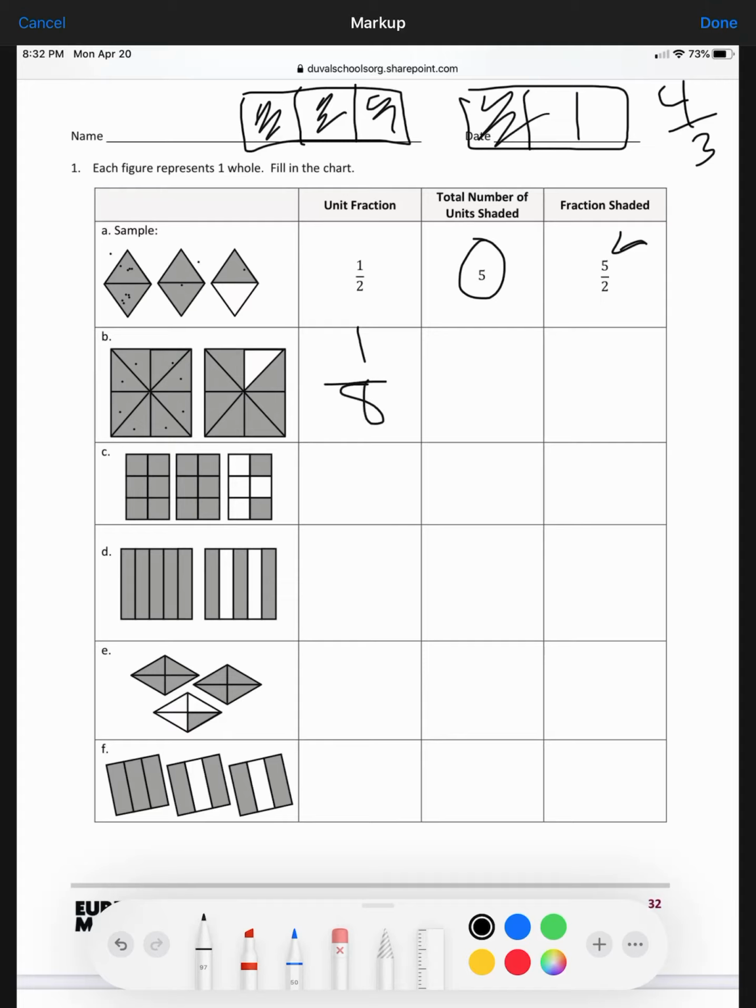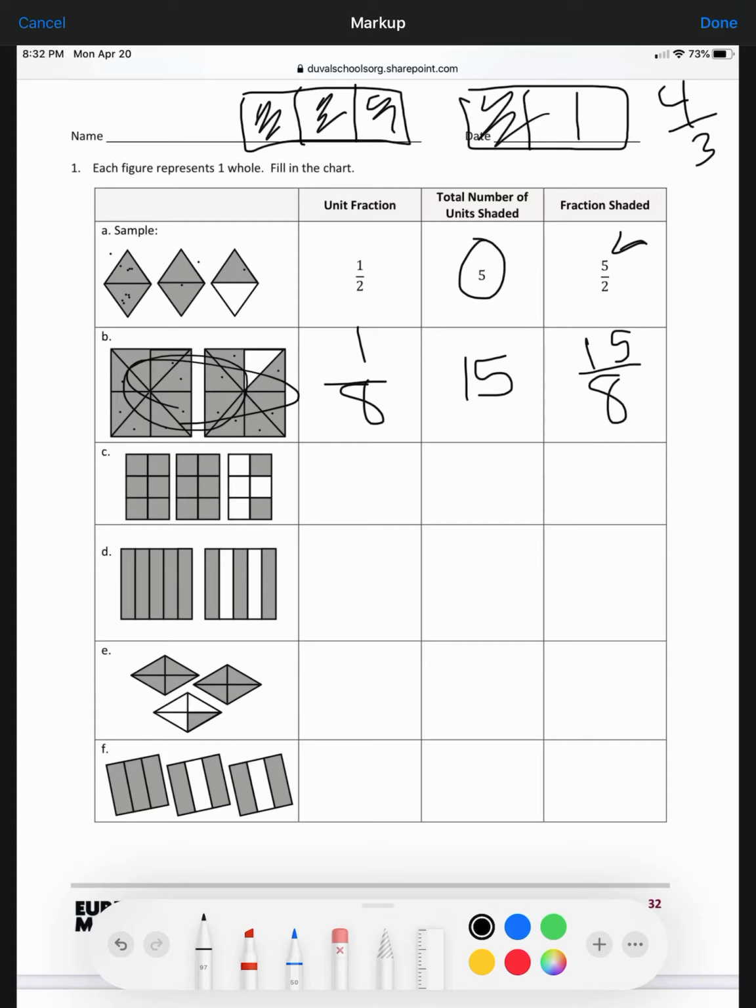So the total number of units shaded is 8, 9, 10, 11, 12, 13, 14, 15. So it's 15. So our fraction shaded is going to be 15 because there's 15 items over here that are shaded. How many units are there per object? Well, there are 8. So our fraction shaded is 15/8.